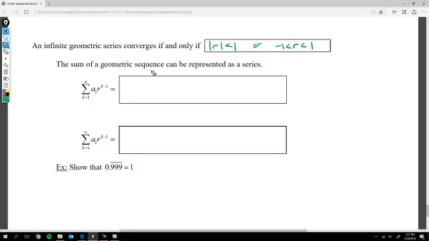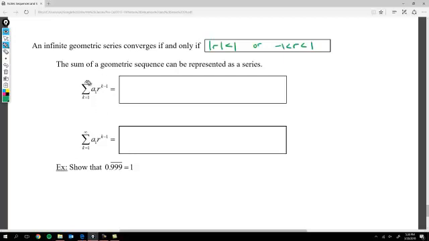Okay, now the sum of a geometric sequence can be represented as a series. So we'll go back to series notation, or sigma notation, and this is what it would look like. A lot of times starting from 1 to n, and we can talk about indices or changing your index later. But the inside looks just the same as our iterative definition of a geometric sequence. It's just inside of a summation notation.